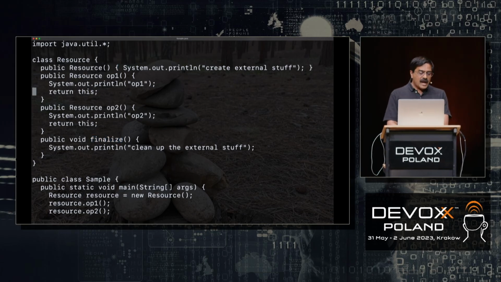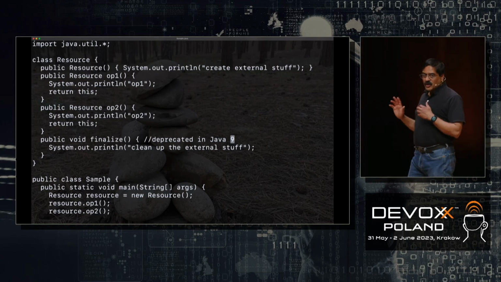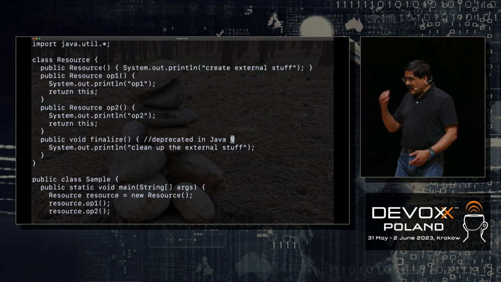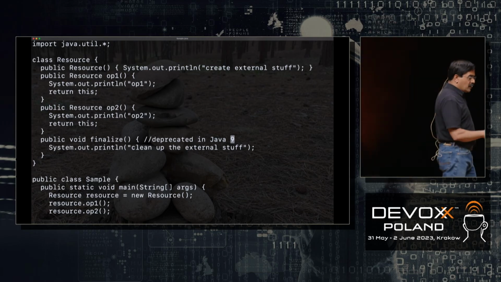Well, it turns out this was not a great idea. So as a result, finalize was deprecated in Java 9. So you would get a warning, but generally in my case, I treat warnings as errors, so my build will fail if there is finalize being called anywhere in the code. So the question is, what do we do to handle this problem?